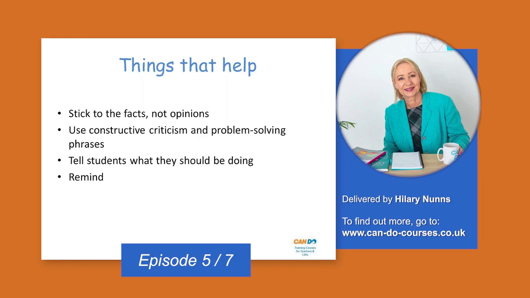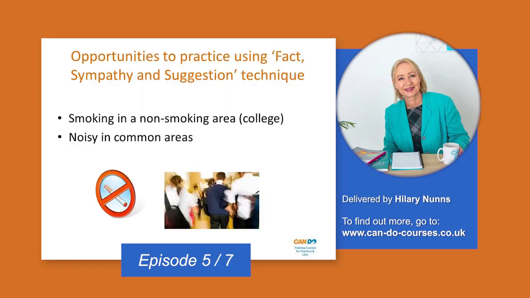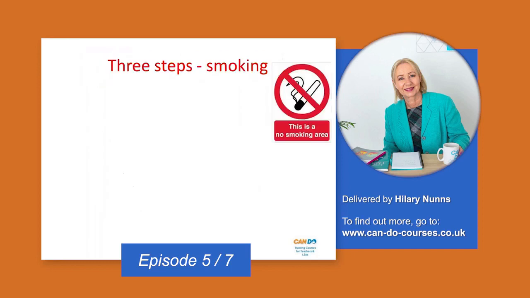Now, I work in further education, so my students are a bit older maybe than yours. We have smoking areas at college. That's a common problem across colleges, that students smoke in an area that is not a designated smoking area. And another problem everywhere in the land is that people are noisy in common areas where they shouldn't be, where it should be quiet, a quiet area. So let's look now how we can apply this strategy around those scenarios.